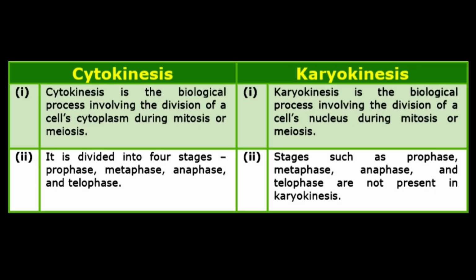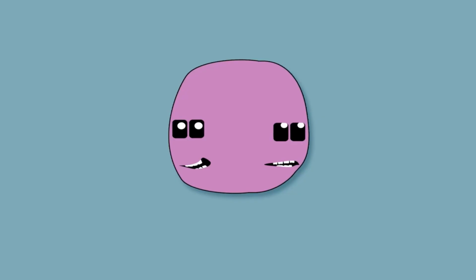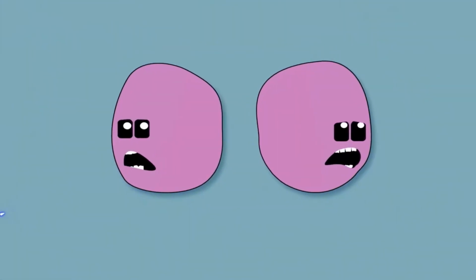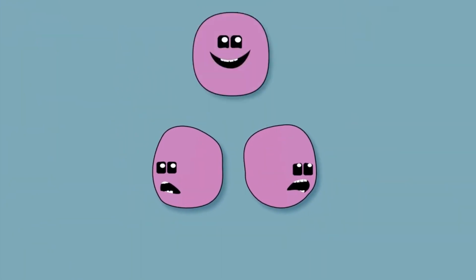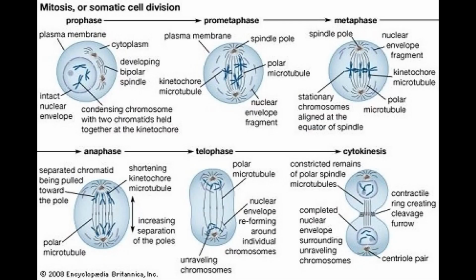Cytokinesis is the process of division of the cytoplasm, while karyokinesis is the process of division of the nucleus. The cytoplasm, cell organelles, and the nuclei get divided and passed on to daughter cells equally, while karyokinesis is the process where the nucleus divides into two daughter nuclei. Cytokinesis can occur dependent on karyokinesis, while karyokinesis can occur with or without cytokinesis.